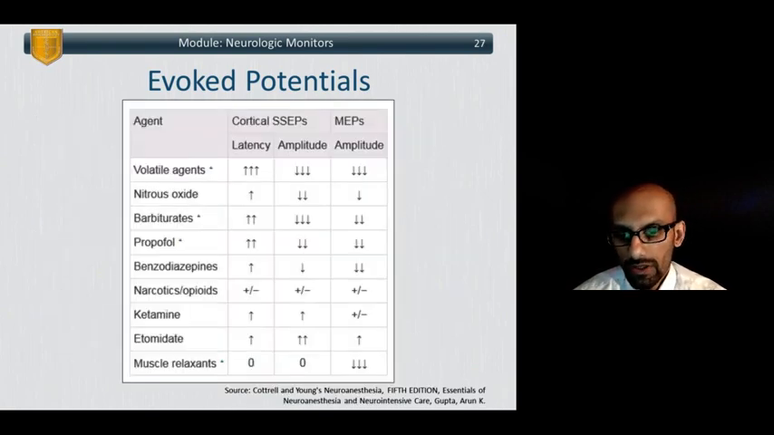So this table is from Cottrell and Young's neuroanesthesia, and it shows you what happens to latency and amplitude for SSEPs and motor evoked potentials with the use of your commonly used anesthetic medications.